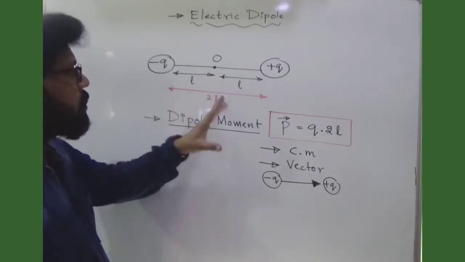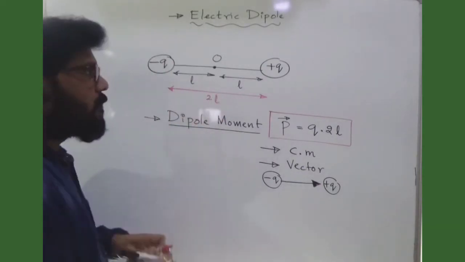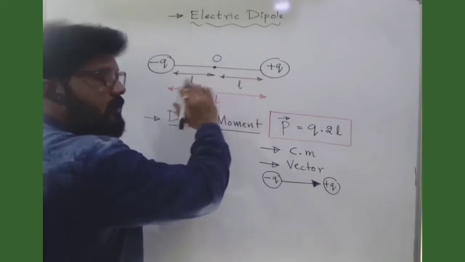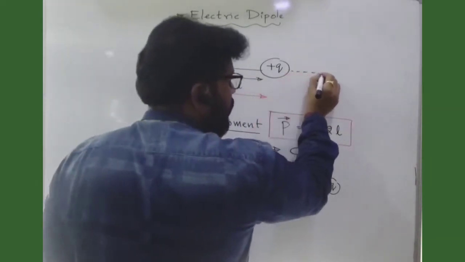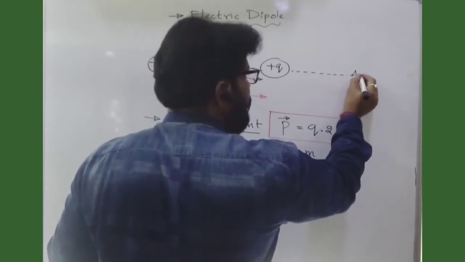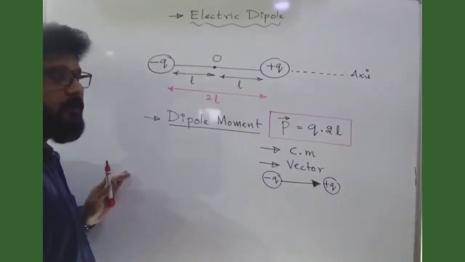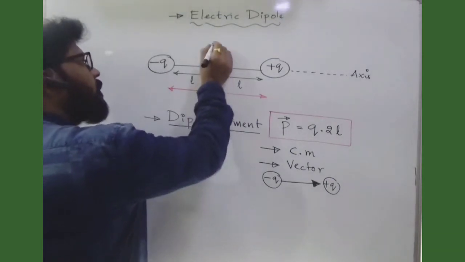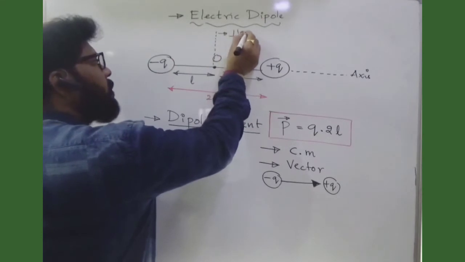Now, how do we calculate? What we are going to calculate in this class is the potential due to these two charges on its axis. If I draw one line here, this is called the axis of the dipole, and the perpendicular bisector. If I draw another line, this is called the perpendicular bisector.